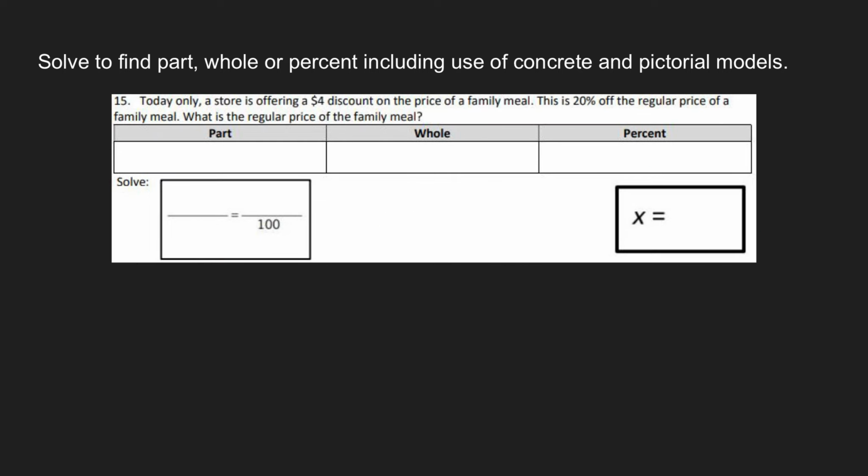Two more. Today only, a store is offering a $4 discount on the price of a family meal. This is 20% off the regular price. What is the regular price? I think we're looking for the whole, and 4 is our part. I would do 20%, 4 here, and X. I would actually reverse it a little bit. I've gotten in this habit of putting what I know first, and then what I want over here. But either way is going to work.